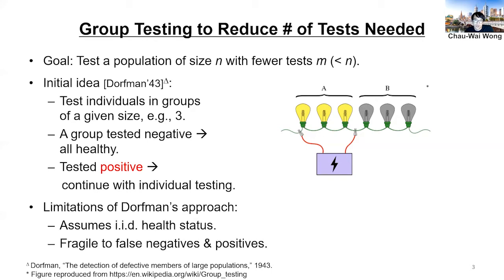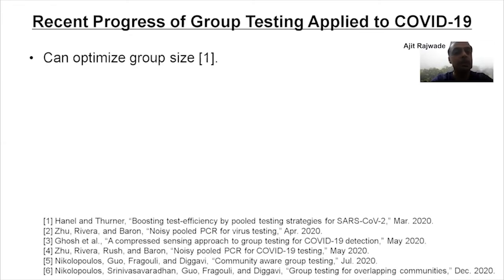Dorfman's approach also has some limitations. It has an implicit assumption of independently and identically distributed individuals. And it is also fragile to false positives and false negatives of the RT-PCR testing procedure. Ever since the pandemic broke out, group testing algorithms have been applied for pooling for RT-PCR testing. We now review some progress in this area.